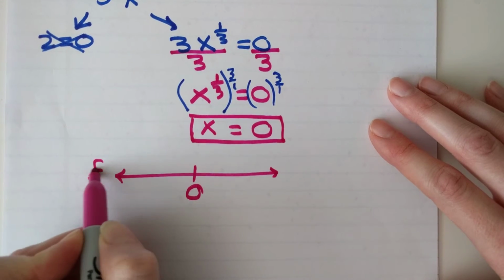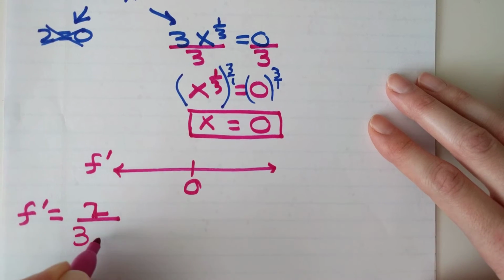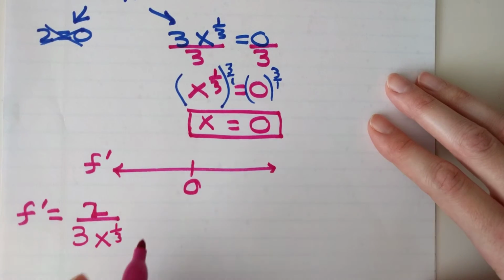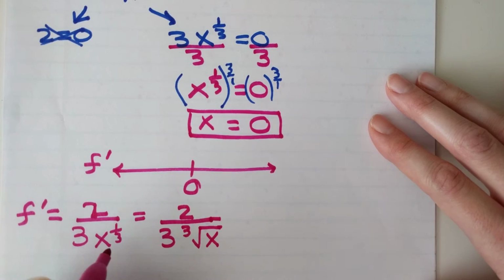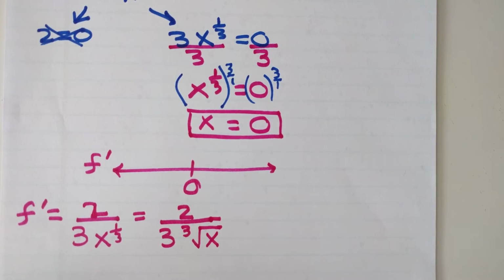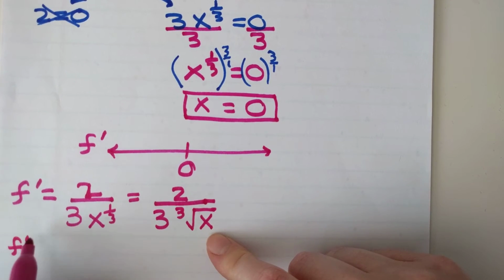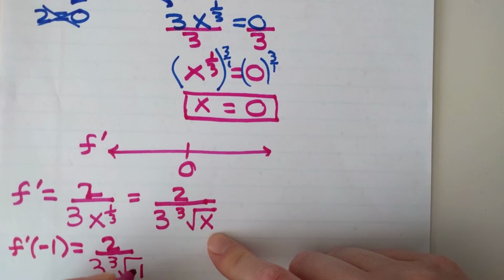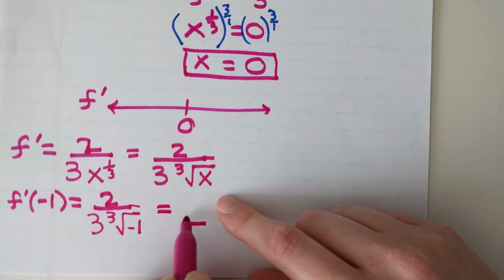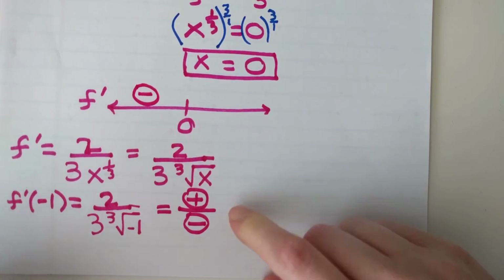And it's probably easiest if you work with the one fraction derivative. So we had 2 over 3x to the 1/3 power. Keep in mind that this is the same thing as the cube root of x. So you can use your scientific calculator to plug in a number here, but you just have to have some way of figuring out the sign. So for example, if I plug in -1, I am going to have 2 over 3 times the cube root of -1. And the cube root of -1 gives us a negative, so we have a positive over a negative, and so we just get a negative.